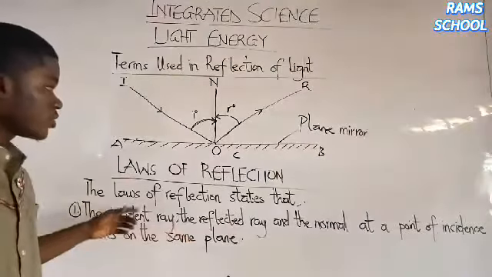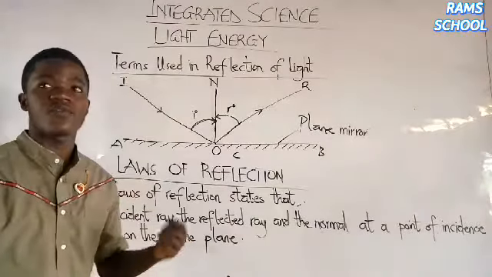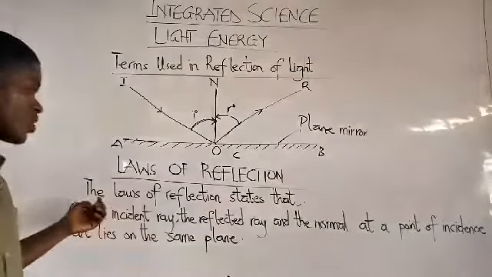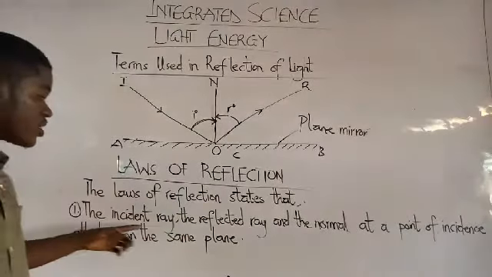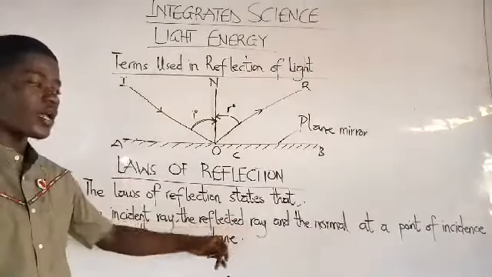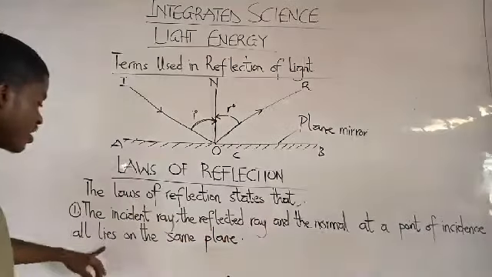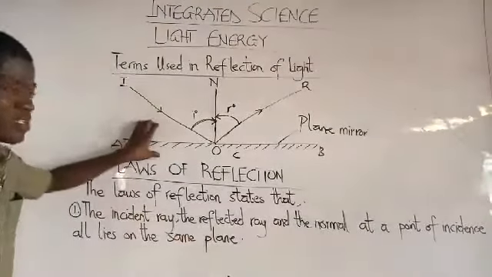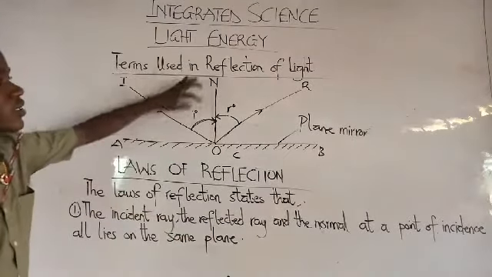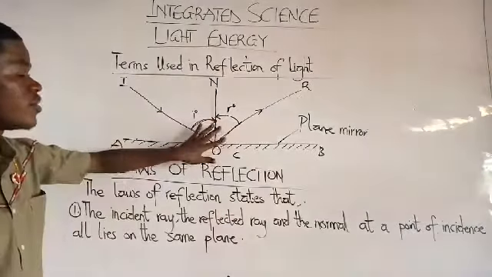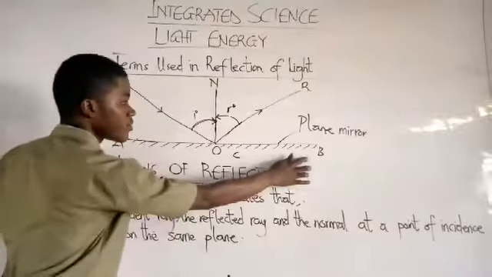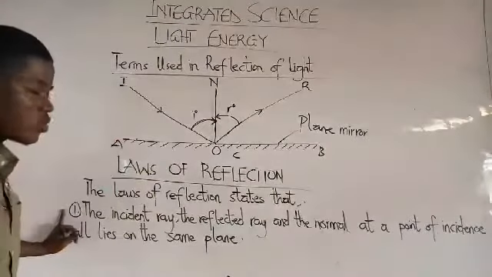So we are on the laws of reflection. There are two. The first one states that the incident ray, the reflected ray, and the normal at the point of incidence all lie on the same plane. So with the help of this diagram, this is the incident ray, the normal, and the reflected ray. They all lie on this plane AB. So that's what the first law is indicating.